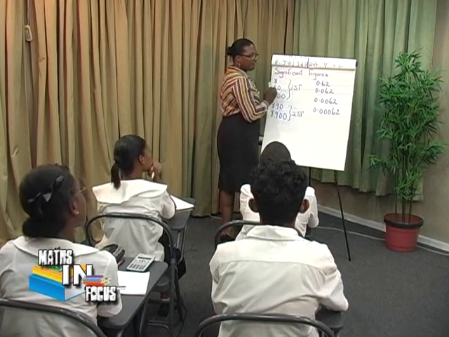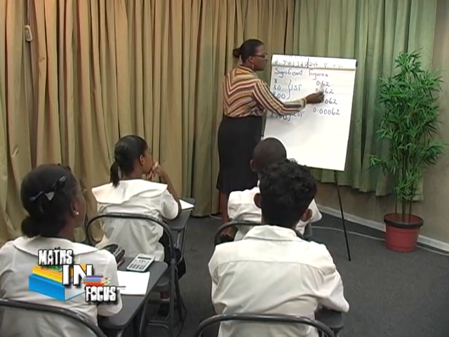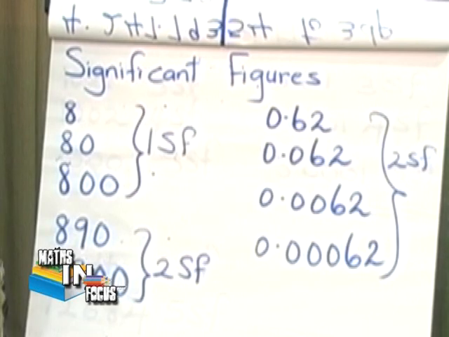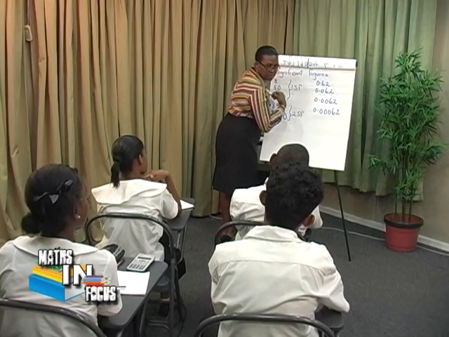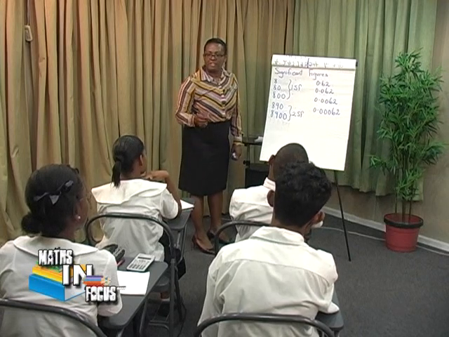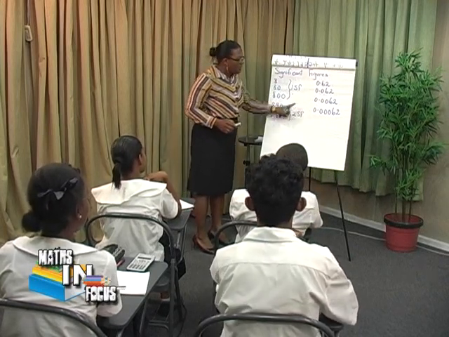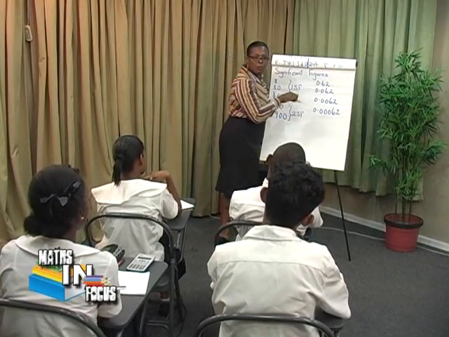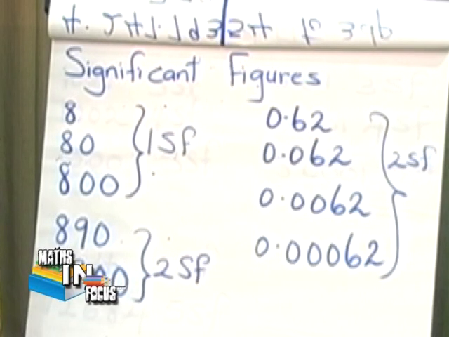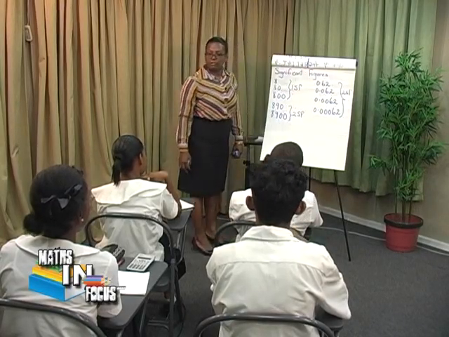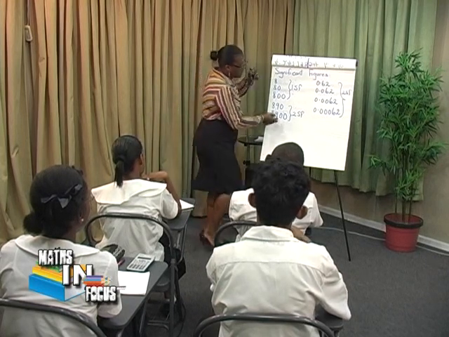Now let's look at these. The zeros are at the back here. The zeros are in front here. 0.62, 0.062, 0.0062, 0.00062. You see the zeros again? So whether they are at the back or they are in front, again here they are only placeholders. They are not significant. The only numbers that are significant here would be the 2 and the 6. So all 4 of these are 2 significant figures. All 4 of them. So we see them at the back. We see the zeros in front.